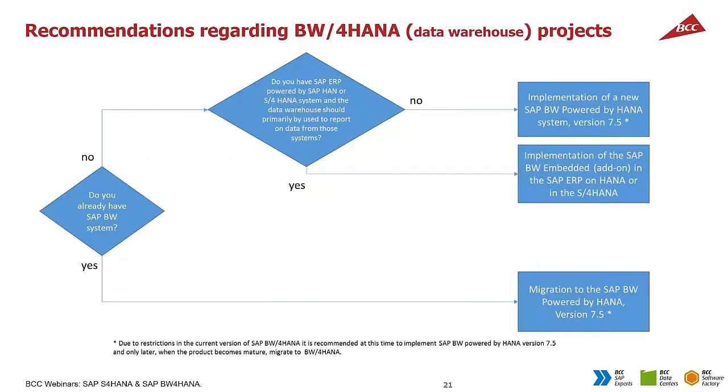As for BW, it's a bit different. If you already have a BW system, then I would say just migrate to SAP BW powered by SAP HANA version 7.5, not to BW for HANA, because BW for HANA is limited as for compatibility, backward compatibility, and it's better to migrate to this version powered by SAP HANA.